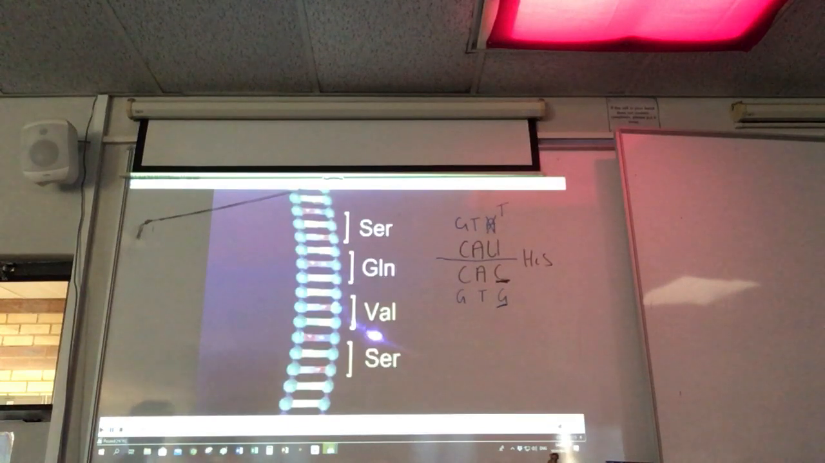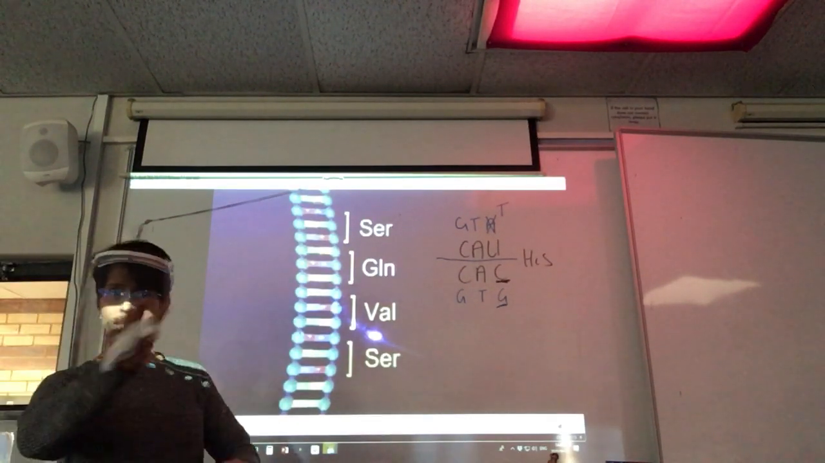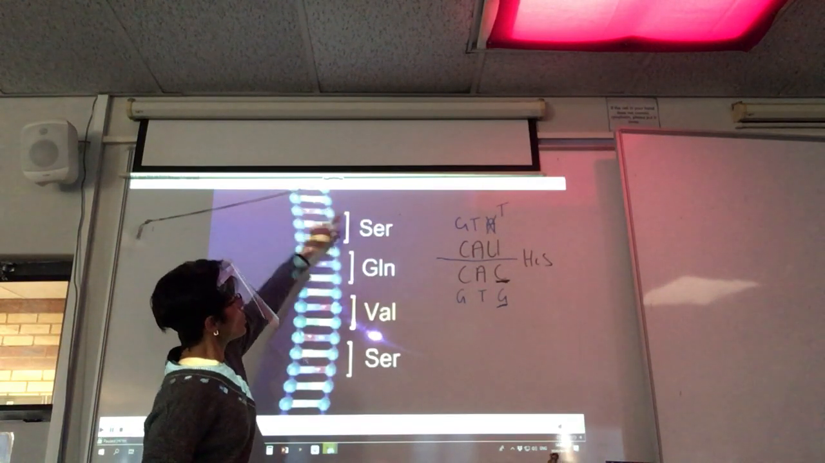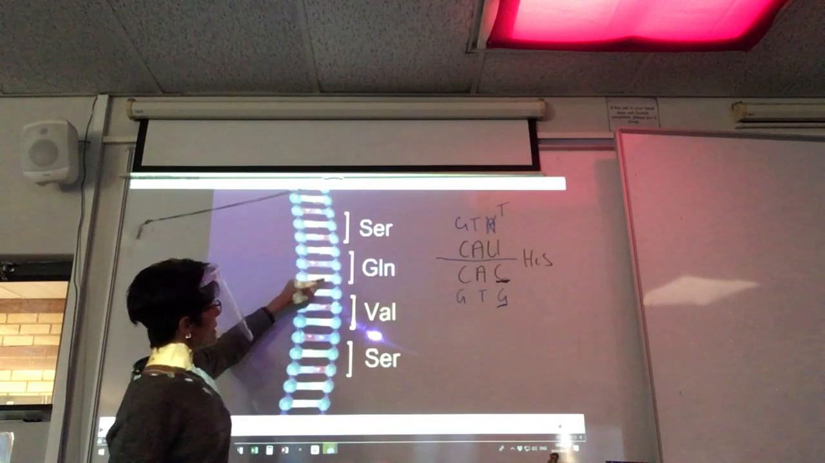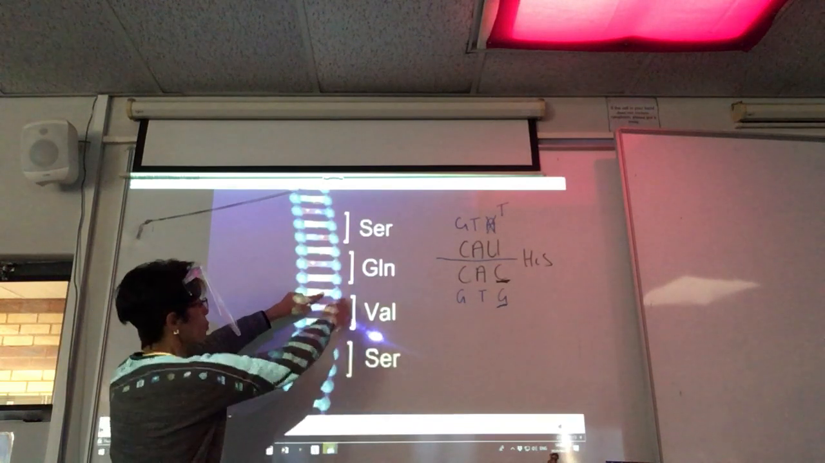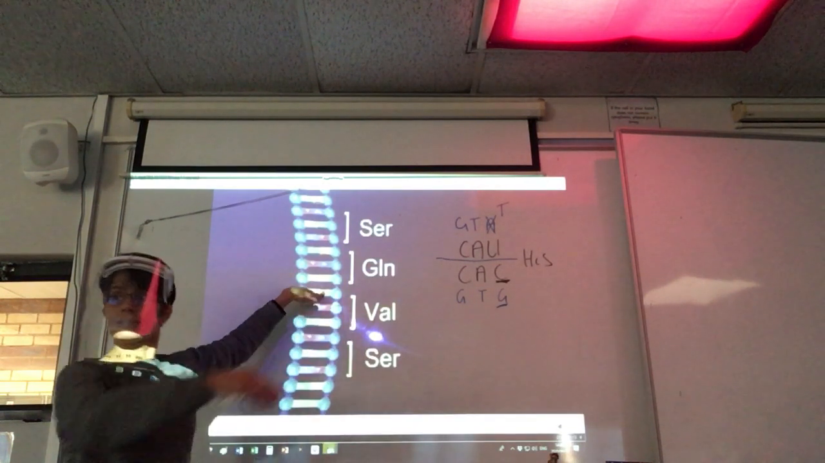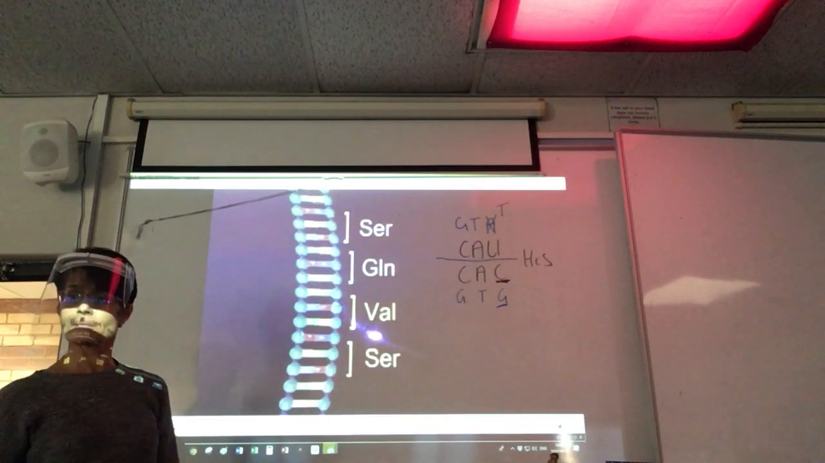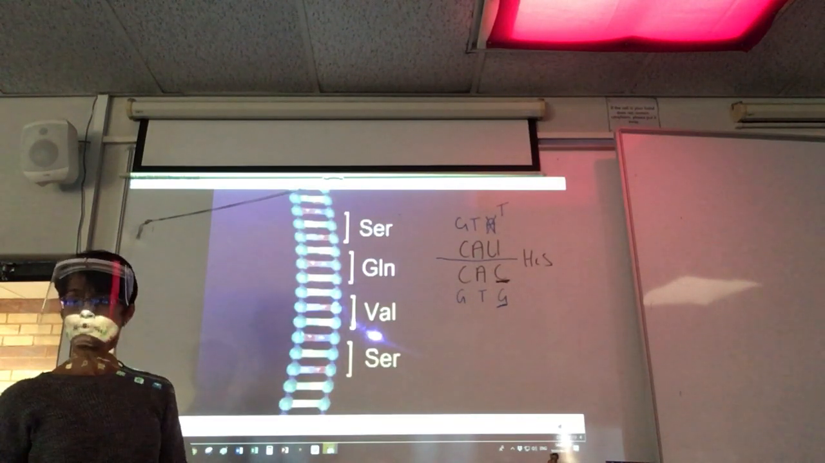So we call this a frame shift. It's all in your textbook, don't worry. Can you see now that codon coded for serine, that one for glutamine, but this one is new, so all the rest afterwards are shifted. So every single amino acid after this is going to be different. That's a huge impact on the protein.